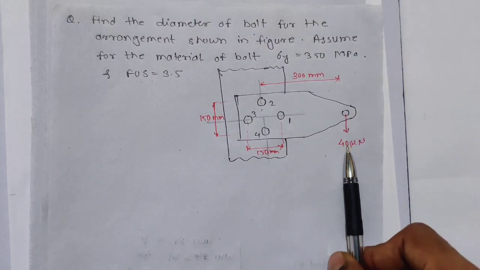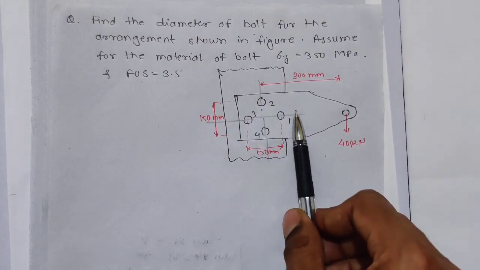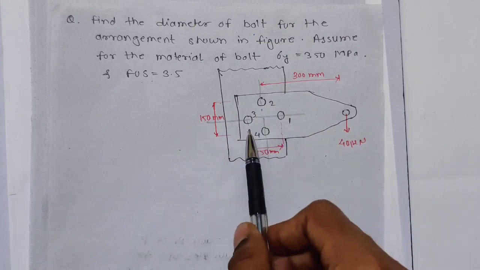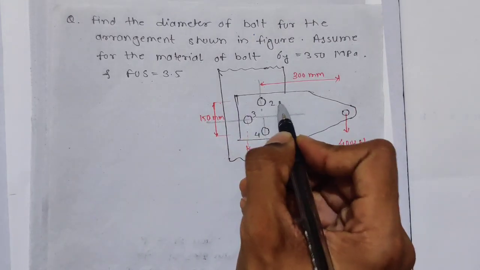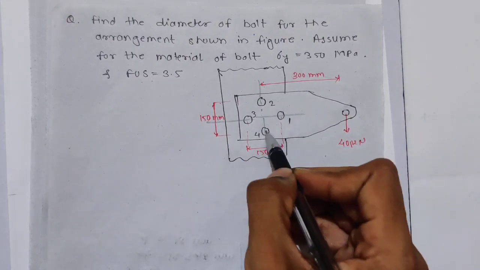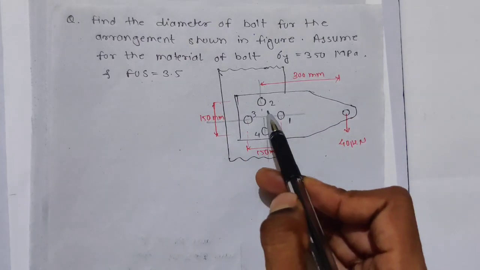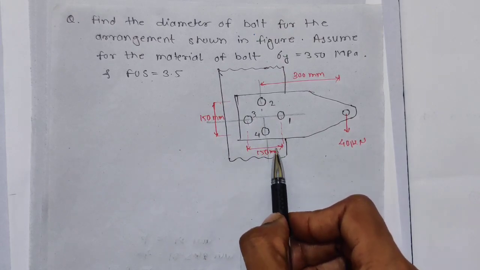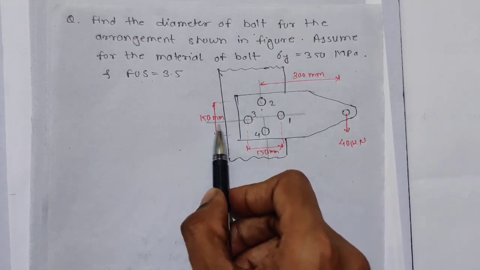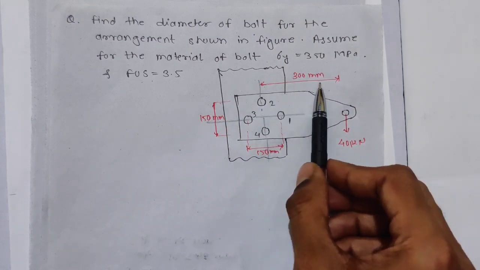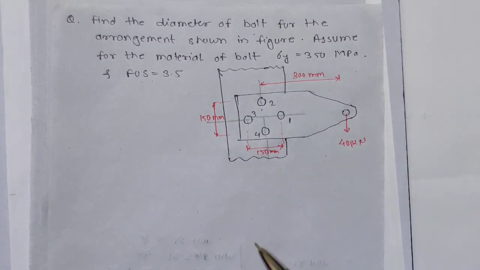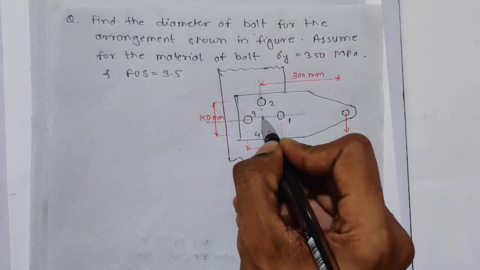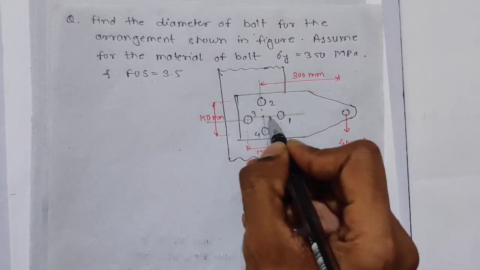40 kilonewton load is acting over here. We have 4 bolts, but with a slightly different arrangement. Earlier it was 1, 2, 3, 4, right? We had a bolt here, and now we have it here. Bolts 1 and 3 have a 150 mm distance between them, and here also 150 mm, and this is a 300 mm eccentricity. Now they have the same distance among them, so I can say they have the same radius.